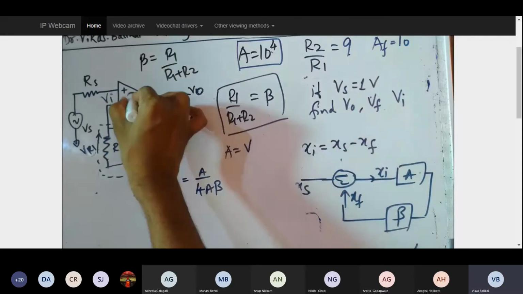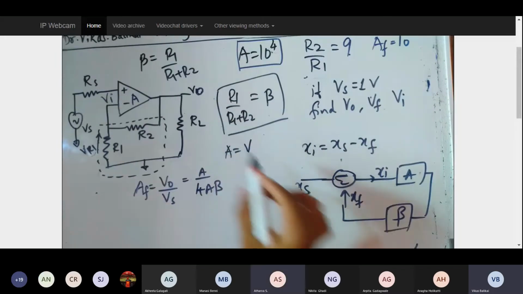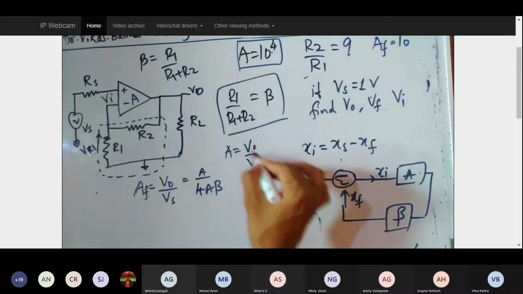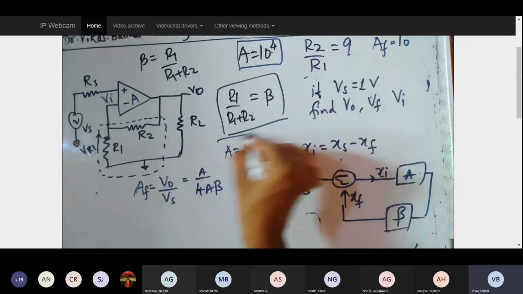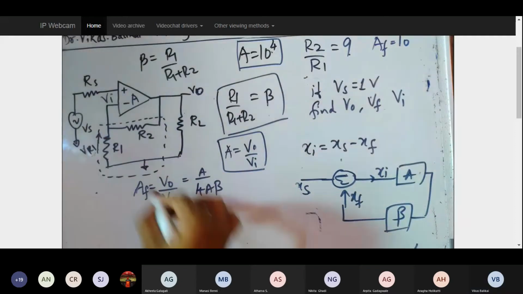Gain of this op amp, V naught by Vi. Exactly. Gain of the op amp means we only look at the input to that op amp. Gain with feedback: when we look at it, this entire structure is a feedback structure. The input to the entire structure is my Vs, so I take Vs here.